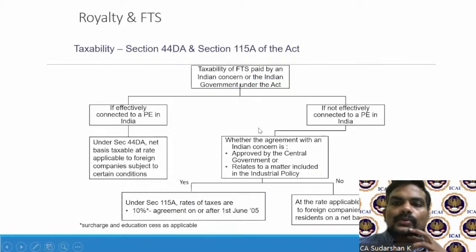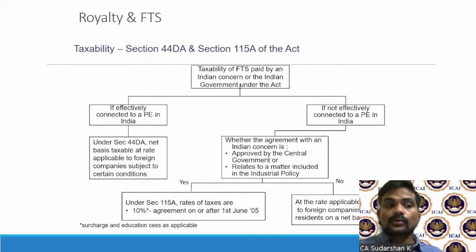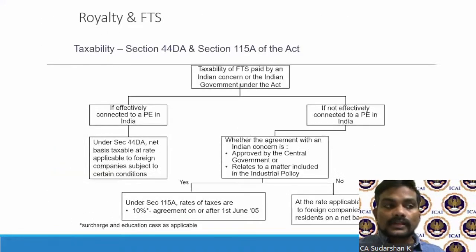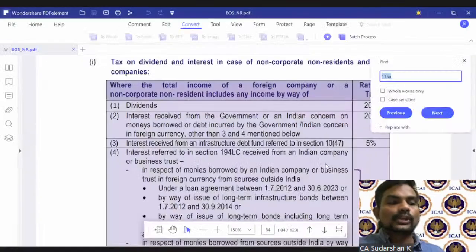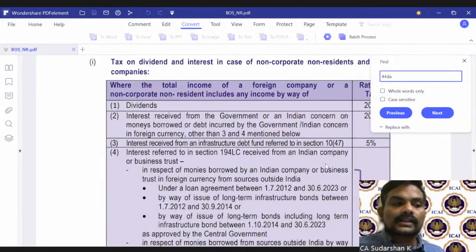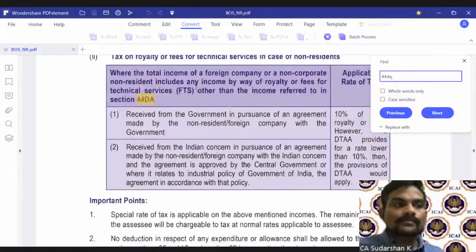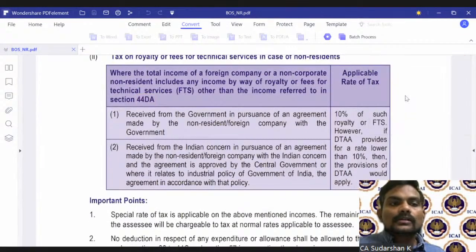So what they have done is, under section 44DA, in order to ensure that these companies pay their fair share of taxes, because they have a permanent establishment in India, the government says you cannot take benefit under 115A. That's why, if you see specifically, they would have said section 115A will not be applicable if the income is referred to in section 44DA.